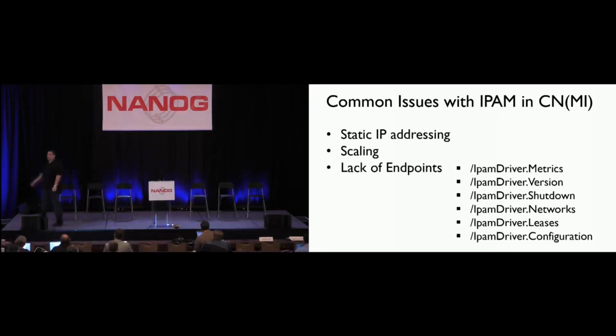When you try the traditional technique, which is basically MAC address to IP address mapping, it will also not work for you because your assembly will try to use the same MAC address, and Docker would fail to provide service because it will say that MAC address is already taken. Lack of endpoints: you want to be able to query for metrics, for versions. You want to be able to know the leases on the MAC address. The configuration, you want to be able to shut down the driver, and all of these things are common.